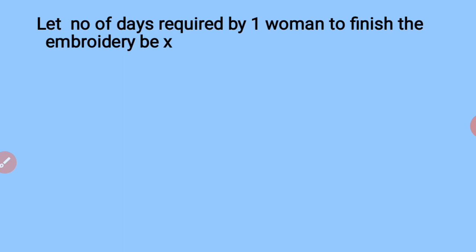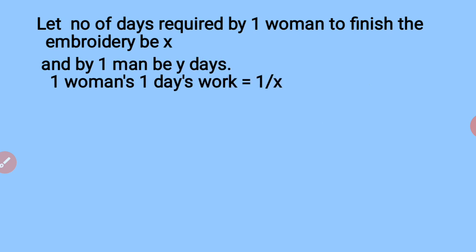Let the number of days required by one woman to finish the embroidery work be x. X is the number of days only one woman is taking. That is the part of our question. And the time taken by one man be y days. Number of days taken by one woman is x. So in one day, how much work will she do? Obviously, she will be doing 1 upon x part of the work.